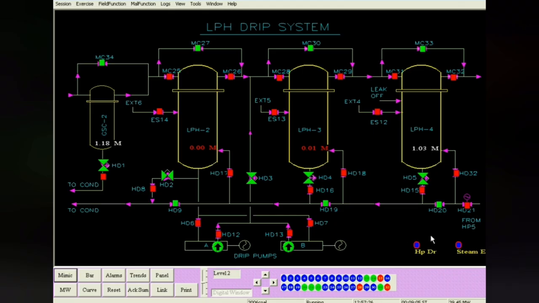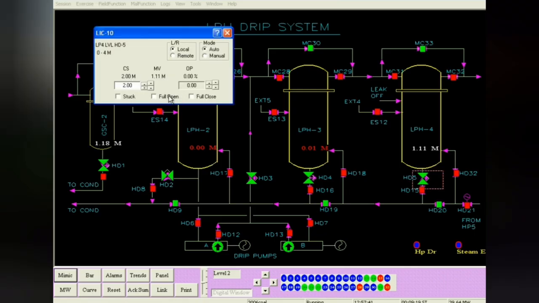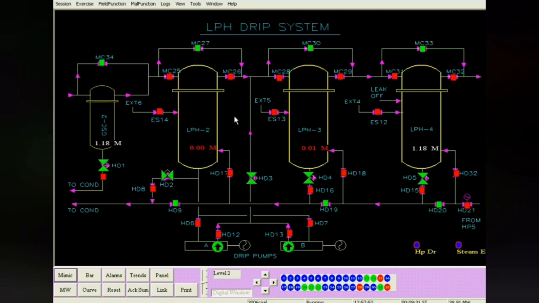You will see that there is a gradual rise in the levels also. The levels will be slowly rising because of the condensation, and the drip will be forming and these valves will open. We have already set the set point to a maximum of 2 meters for all the heaters. Here for LP heater 4 it is 2, for LP heater 3 also it is 2, and for LP heater 2 it is also 2 meters. The drip pump has not been started.